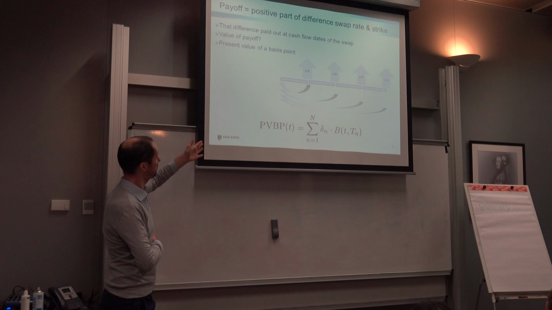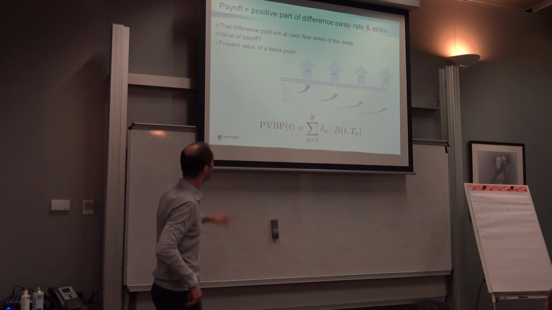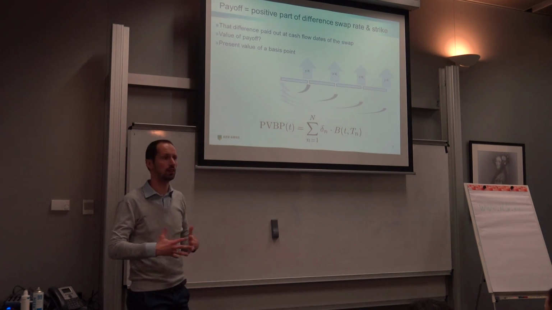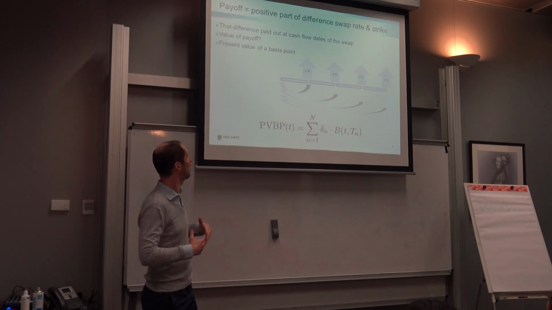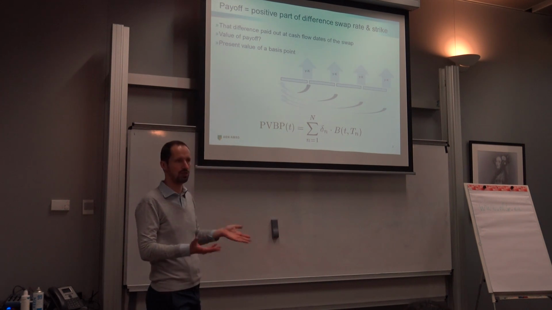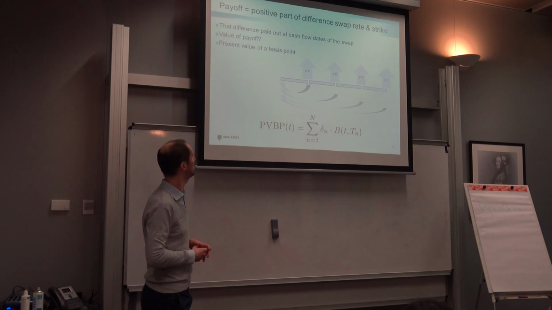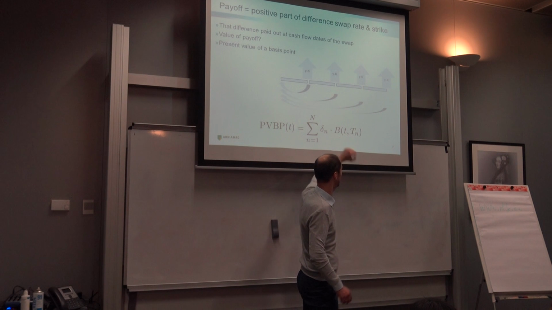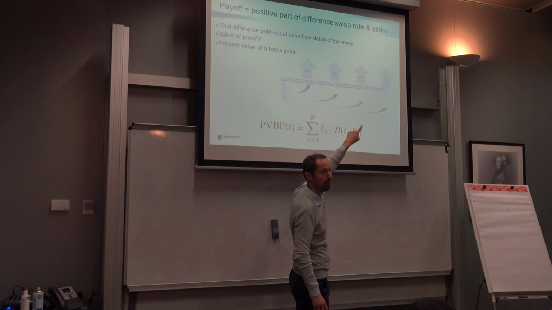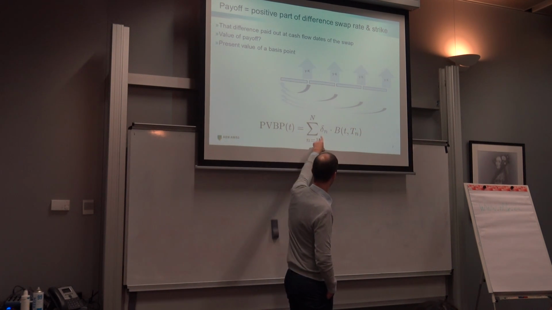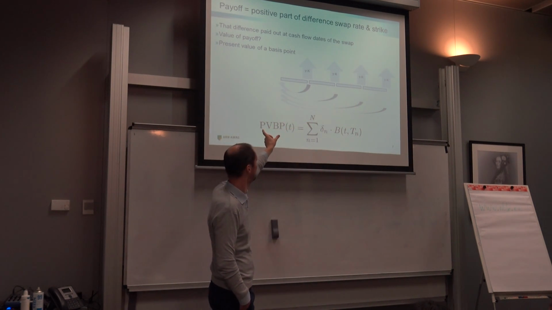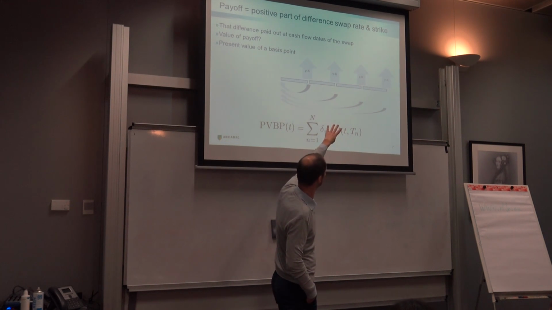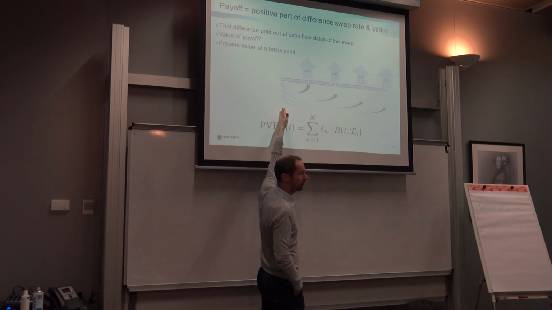So you see that the payoff is the positive part of the difference between the swap rate and the strike. Now that difference is then paid out at the cash flow dates of the swap. And now we can start thinking about the value of this payoff. For that purpose, it's convenient to introduce a concept called the present value of a basis point, the PVBP, also called annuity. And here is the formula for that PVBP. It is the sum over the payment dates of the discount factor corresponding to the time of payment. And then these discount factors are weighted by the year fraction corresponding to the interest rate payment period. And with this PVBP or annuity, we can in one go discount all these cash flows and get their value at the expiry date.